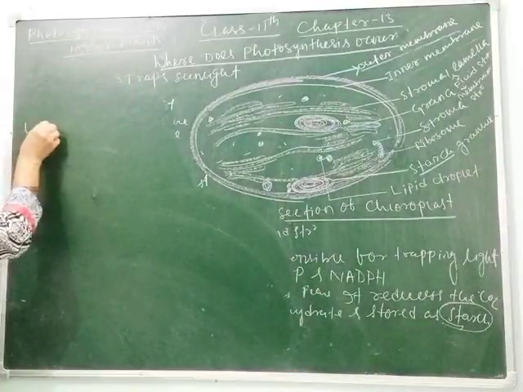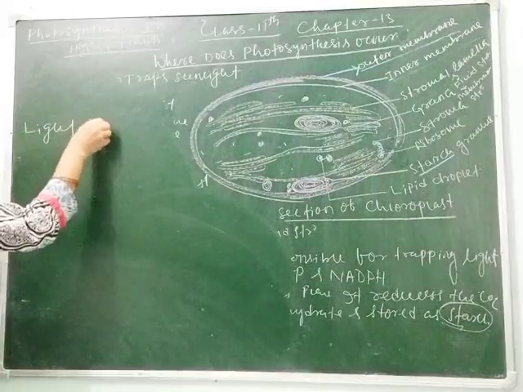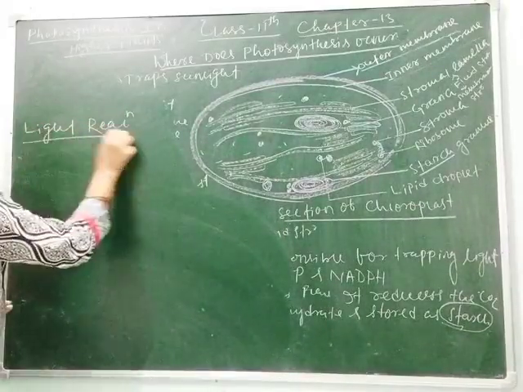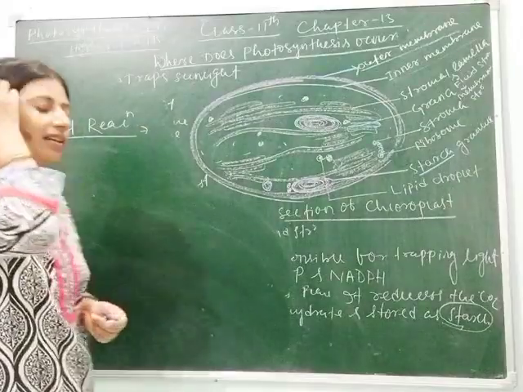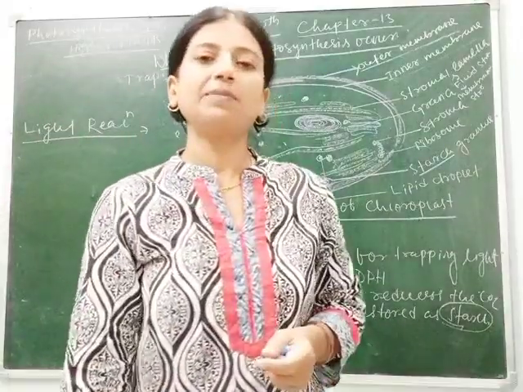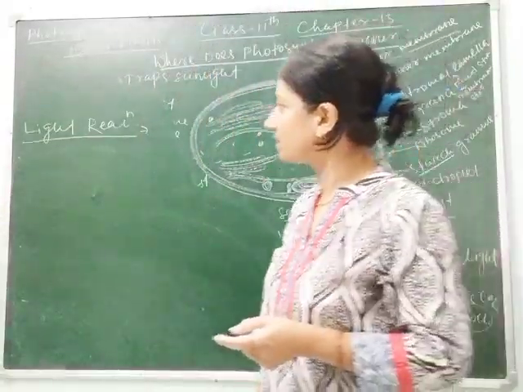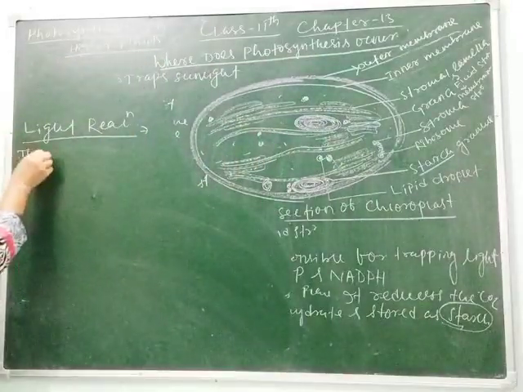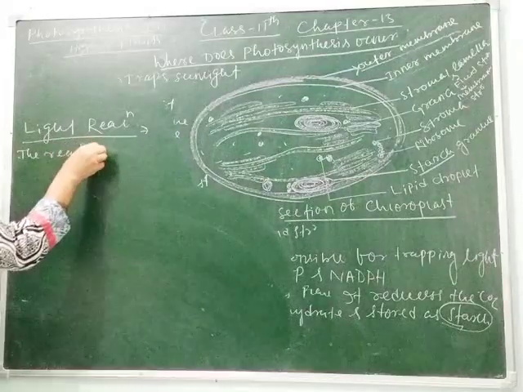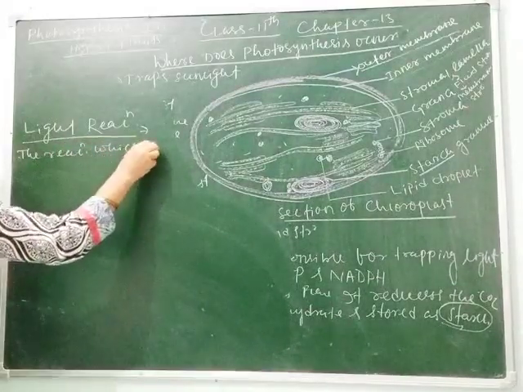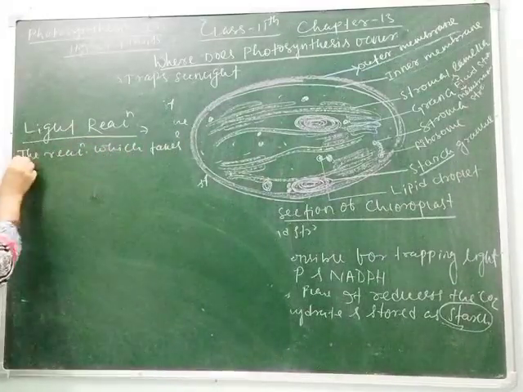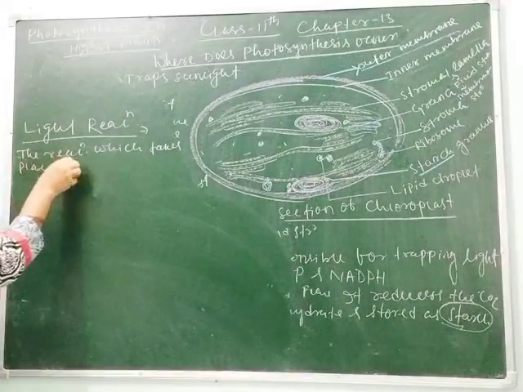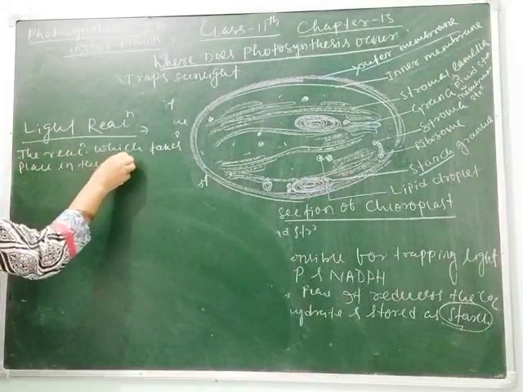First one is light reaction. If I ask you what is light reaction, then your answer will be, ma'am, the reaction which takes place in the presence of light. Yes, that is called light reaction. So how can we write the reaction which takes place in the presence of light?